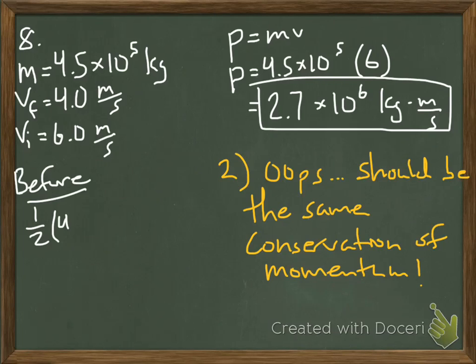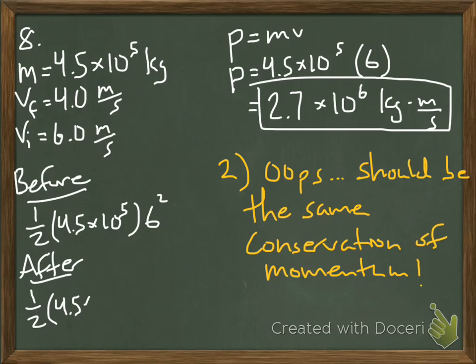Before the collision, you can do 1/2 mv squared, just using the mass of the one railroad car and the velocity of the one railroad car. And then after the collision, the same thing. Your formula for KE is 1/2 mv squared, but this time your mass is going to be double what it was, so I put a little 2 there. And then your velocity is going to be different too. So you can just plug those in yourself and see what you get.